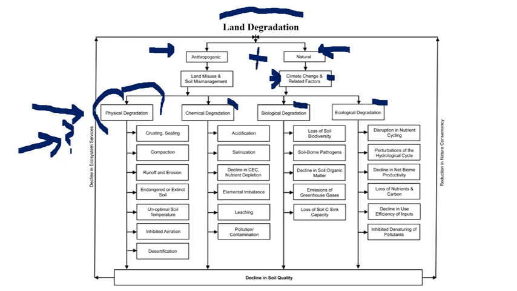Now, first coming to physical degradation, here you will see crusting and sealing. In terms of physical change to the soil, it causes crusting. You know what crusting is? Crusting is basically a compact thin layer that forms over the soil. There is formation of a compact thin layer of soil.